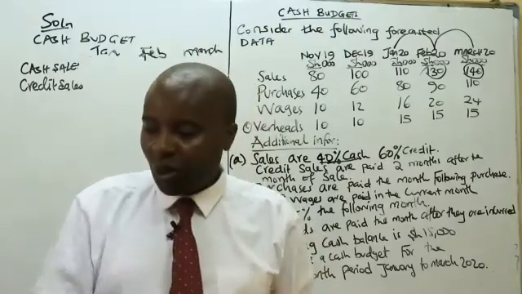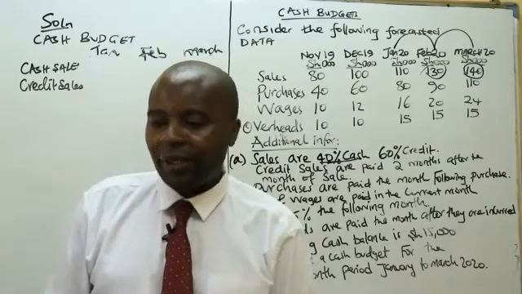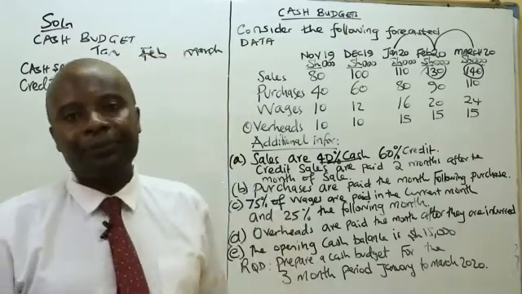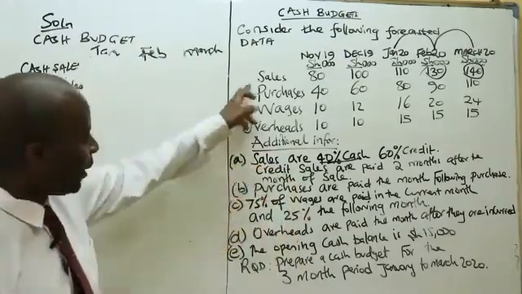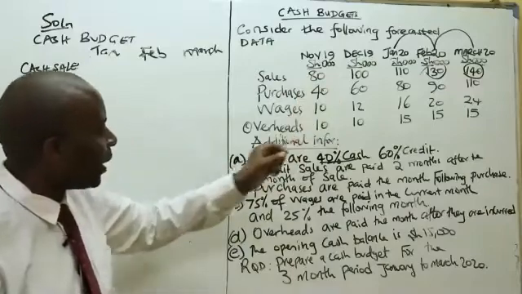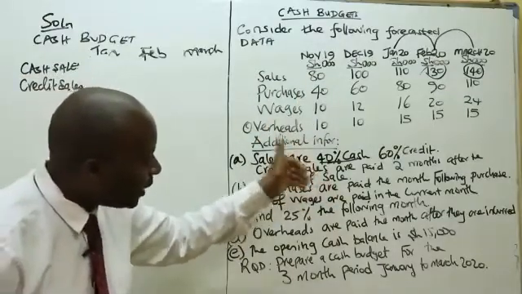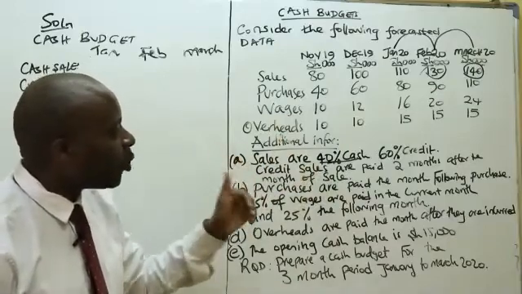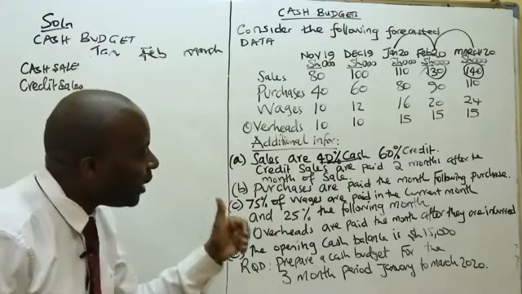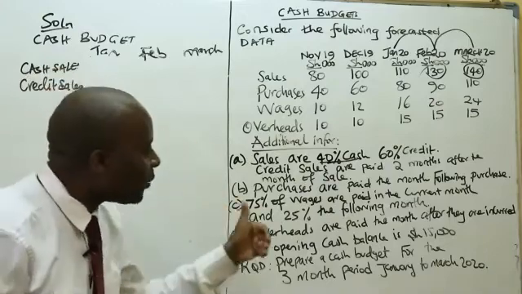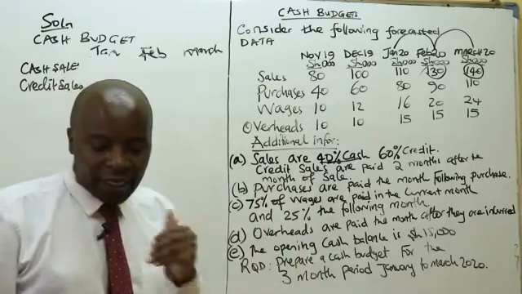There is what we call credit sale. Now here, they have told us, look at this particular note. You can see our sales which have been booked in every month. They have told us sales are 40% cash, and the 60% is credit. Credit sales are paid 2 months after the month of sale.